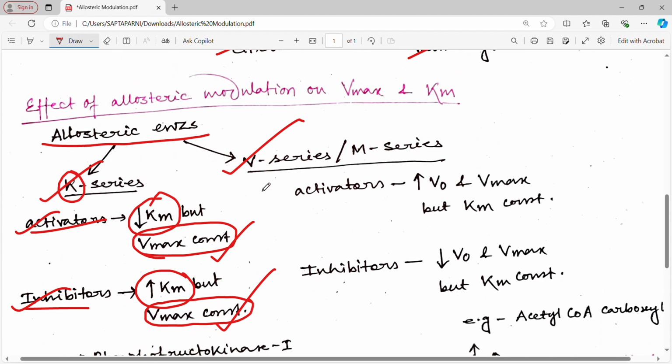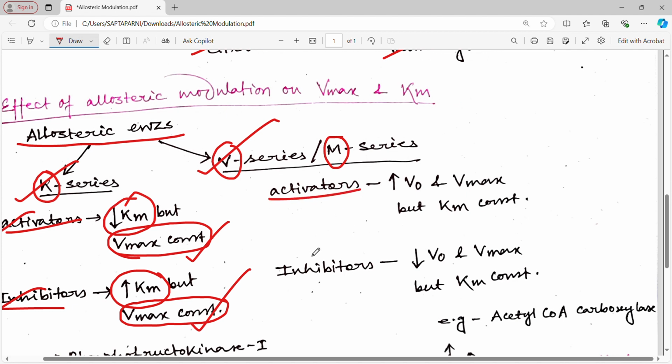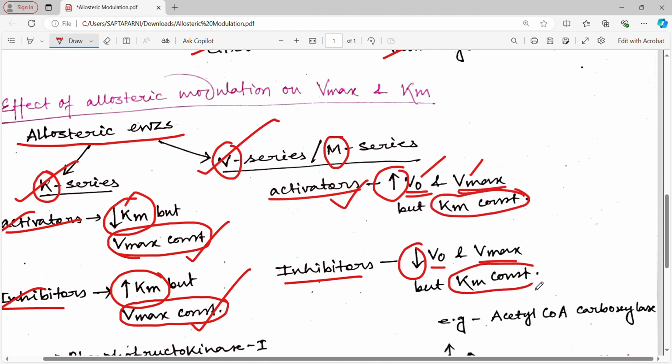The second series is V series enzymes or M series enzymes. From the name, it is evident that in this type of allosteric enzymes, if activators or inhibitors bind, the V, that means the velocity, the initial velocity or V naught or maximum velocity or Vmax, will change. In case of activators, the initial and maximum velocity increases, okay. But in case of inhibitors, the initial and maximum velocity decreases. But in both the cases, Km value remains constant, okay. Km value remains constant. So it is just the opposite of K series, okay.